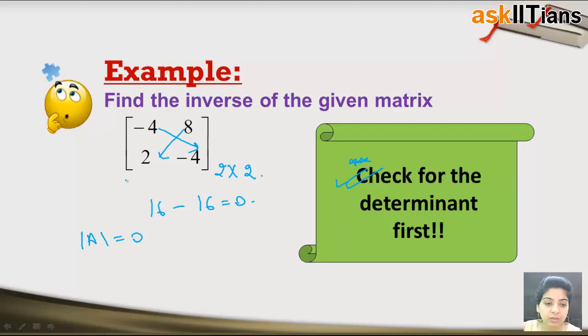Determinant of A is equal to 0, if I take this matrix as A, which means the inverse does not exist, right? So your question ends here. This saves your time as well. You don't need to do anything. If the determinant comes out to be 0, then the inverse cannot exist, right?